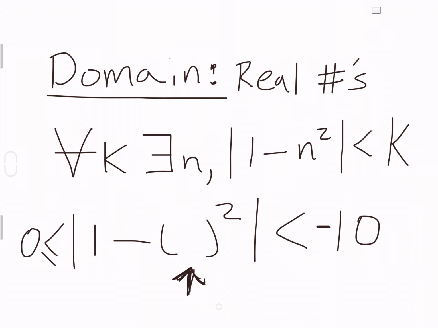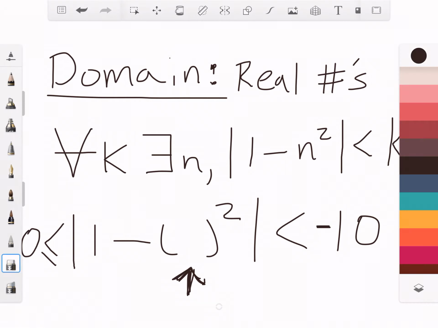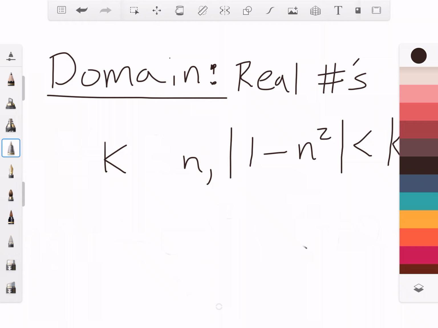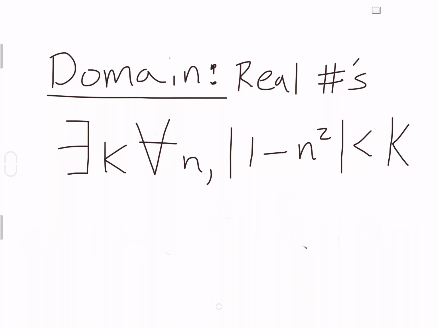All right, so now let's look at another situation. Let's reorder the quantifiers. There exists k for all n. Now, is this true or false? Is this true? Is this false? Let's think about this a little more. Okay, so remember the domain is the real numbers, and we're dealing with there exists k for all n, that the absolute value of 1 minus n squared is less than k.